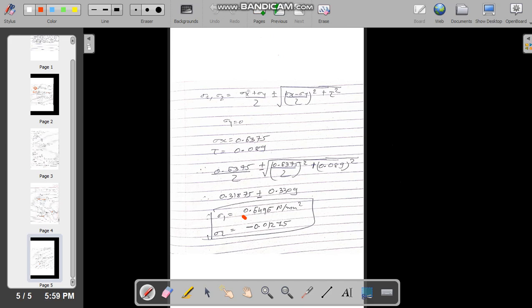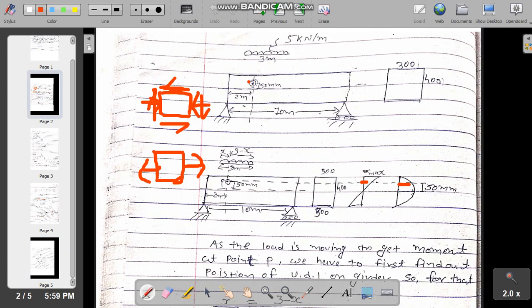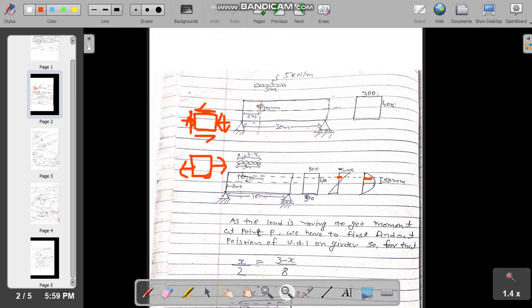Okay, so for sigma x we have the flexural equation. I'll zoom out. Okay.